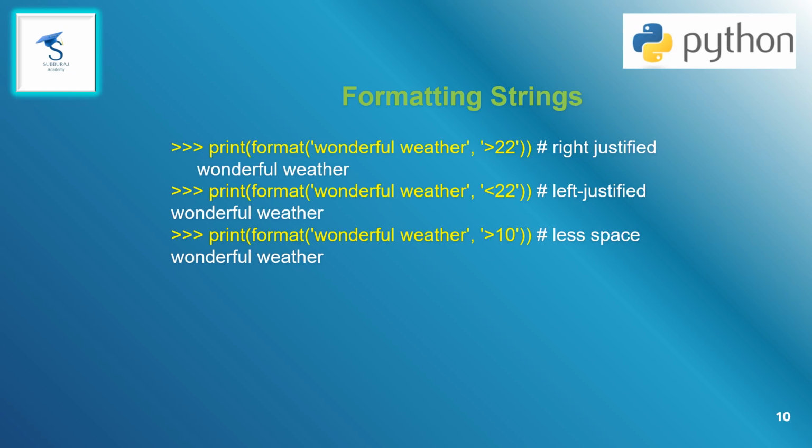So look at the first statement. We are going to print wonderful weather, with a total width of 22 and right justification. The second statement is a total width of 22 for left justified. You see that W starts from the first position. What happens if you give the total width less than what is required? It will print the whole thing. It will not truncate anything.